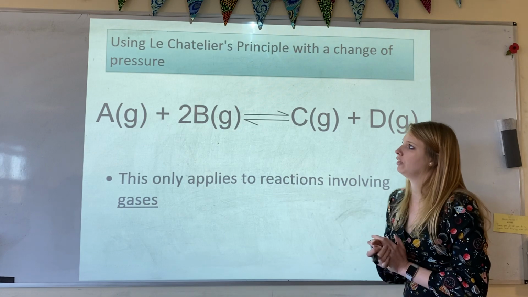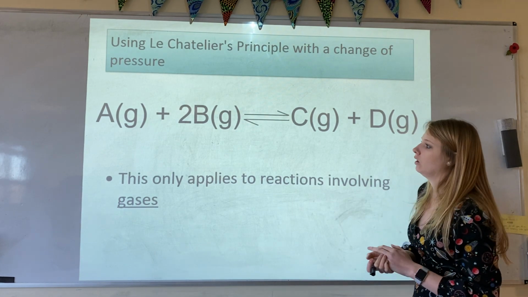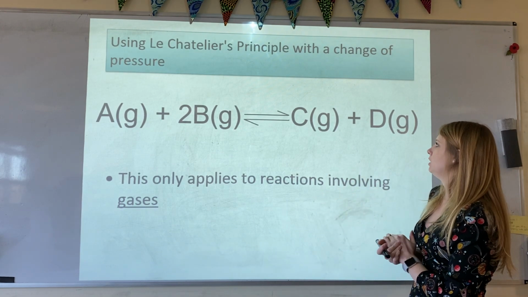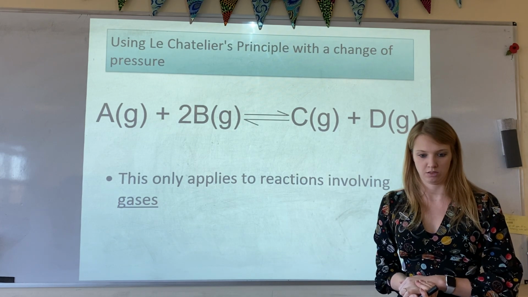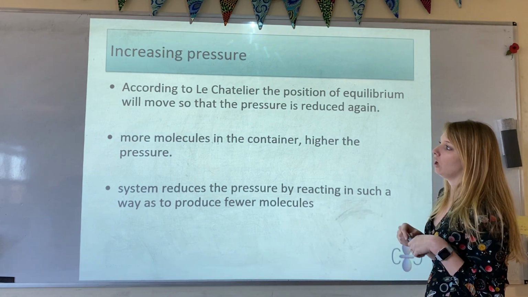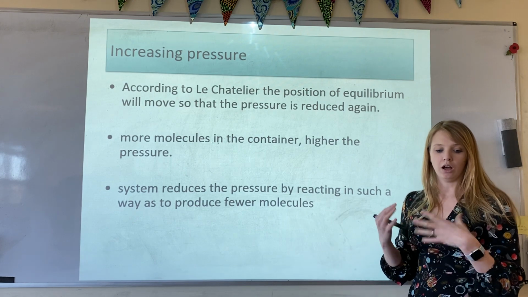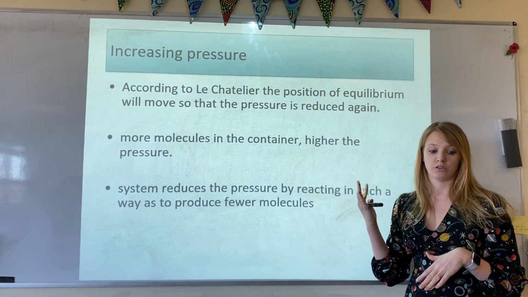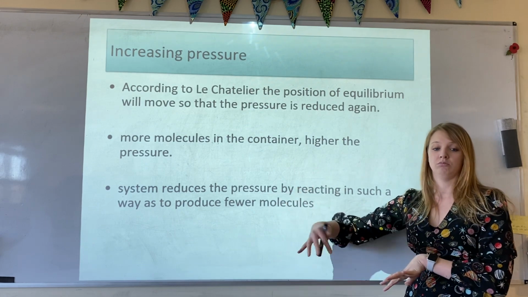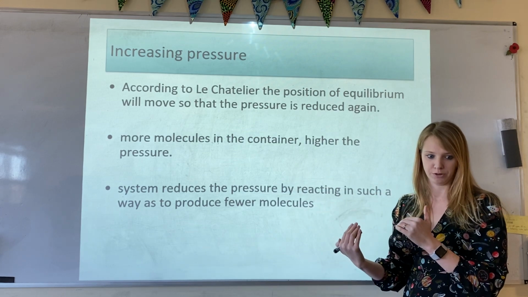So pressure. Now this only really applies in reactions that are gases. So here I've got A plus 2B goes to C plus D, and they are all gases in this reaction. Now, if I increase the pressure, according to Le Chatelier's principle, the system will want to move so that the pressure goes back down. So anything that I do to the system, it will react by doing the opposite thing, to try and go back to that equilibrium.